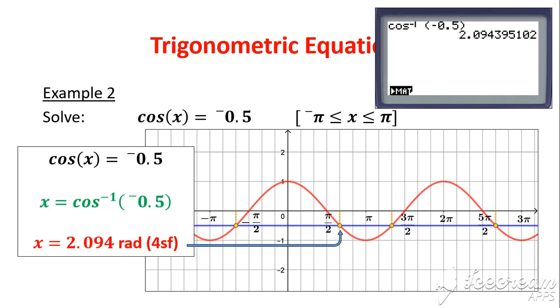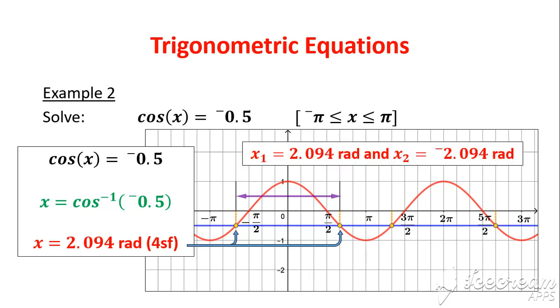That's the solution here. Now in this example, can you see that the second solution is just symmetrical? It's the same distance from 0 on either side. So we can say our first solution is 2.094 radians and our second solution is -2.094 radians.